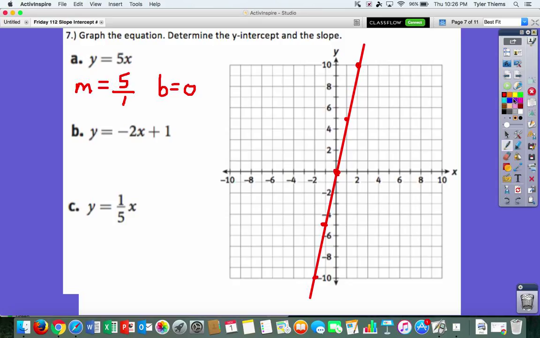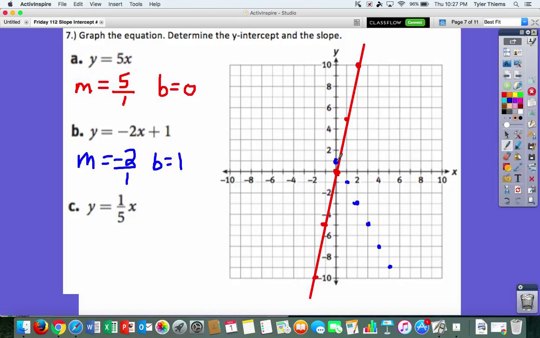That's A. Let's try B. On B, y is equal to negative 2x plus 1. So our m here, our slope, is negative 2, which is really negative 2 over 1. And our b is equal to positive 1. So we're starting at our y-intercept, our b, right there. Now we're going to do a slope of negative 2 over 1. Notice how this is a negative slope, which means it's going downhill from left to right.